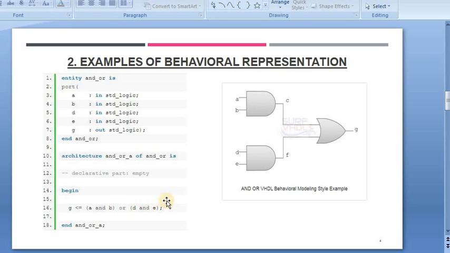Here we must keep in mind that in VHDL, this behavioral model is widely used for test bench designs, because the test bench design doesn't care about the hardware realizations. So this was all about this behavioral design. Let's move to the next slide for structural representation.